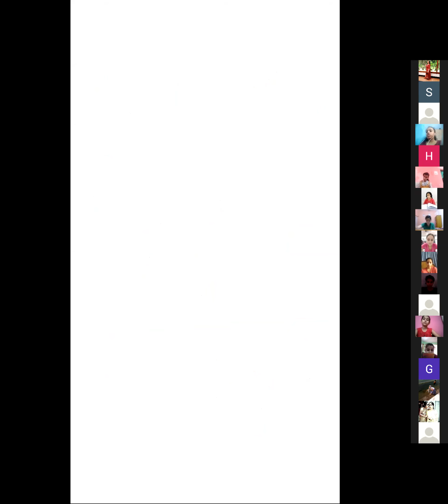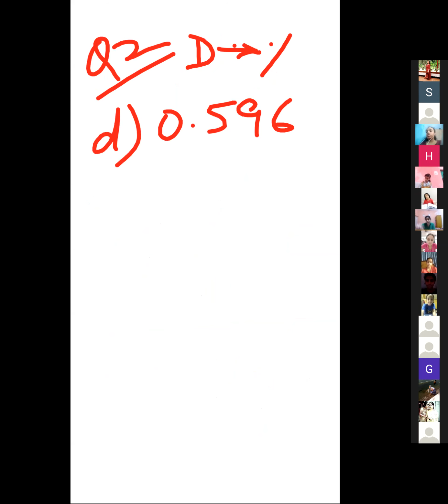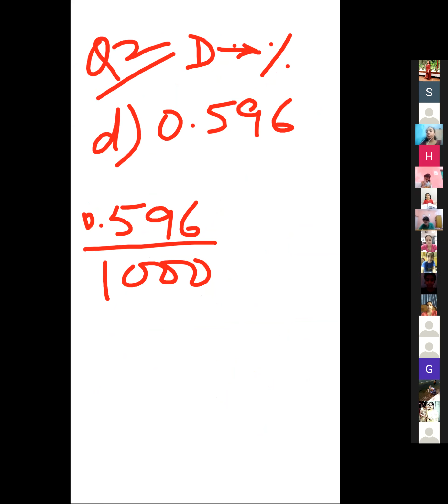Question number 2, D part, 0.596. So you have to convert decimal into percentage. Your question is decimal change into percent. So percent में change करने के लिए क्या करेंगे हम? 596 upon 1000 लिख देंगे हम, क्योंकि यहाँ पे 0 था, point था, point हटा दिया हमने. ठीक है. Then percentage में change करने के लिए क्या करेंगे हम? Multiply 100. So you have to multiply with 100.